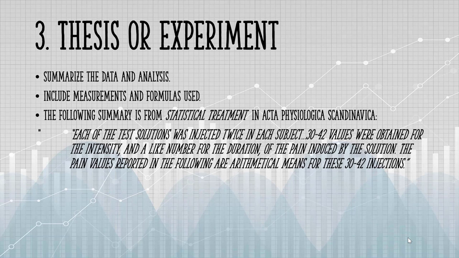For example, the following experimental summary is from Statistical Treatment in Acta Physiologica Scandinavica. The researcher summarizes by saying each of the test solutions was injected twice. He goes on to give a few statistics, the fact that pain values are reported as means, and he goes on to provide actual formulas for the mean, standard deviation, and standard error of the mean.